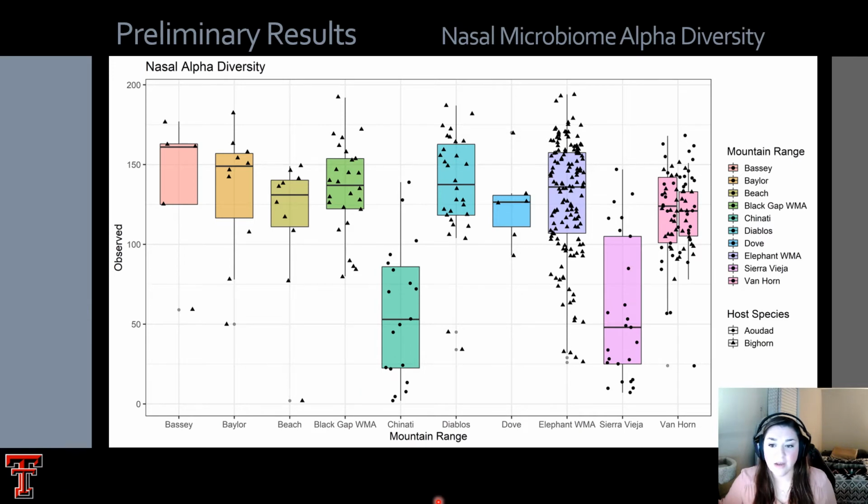These specific locations were actually taken by the capture crew in the field. So anybody who was in the helicopter was able to take those samples for us. So it was just a little bit of differing in sampling technique. And then our largest sampling size is going to be our Elephant Mountain WMA.